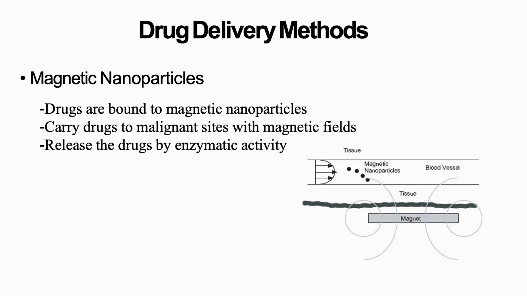Now let's talk about the magnetic nanoparticles. As you can see in the picture on the right side of the slide, you have drugs that are bound to magnetic nanoparticles. They carry drugs to malignant sites with magnetic fields, and they release the drugs by enzymatic activity, because this is what is attached to those nanoparticles.